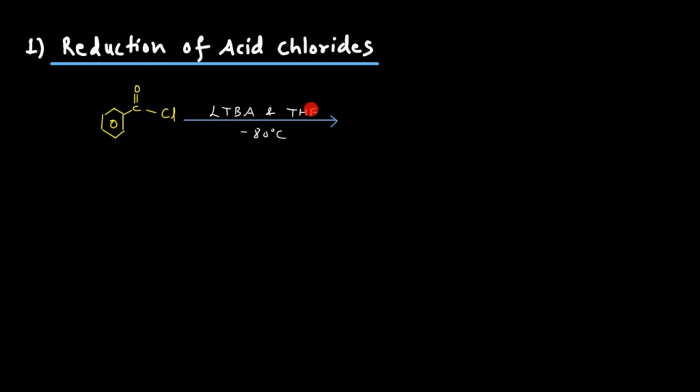Of course, tetrahydrofuran would be there as your solvent, and the reaction actually occurs at very low temperature, that is at minus 80 degrees centigrade, and the reaction is quite simple. You can straightforwardly write the product, and your product would be benzaldehyde. Okay, you will not get benzyl alcohol in that case, but you will get your benzaldehyde, right? And simultaneously you will also have some byproducts in the reaction mixture.